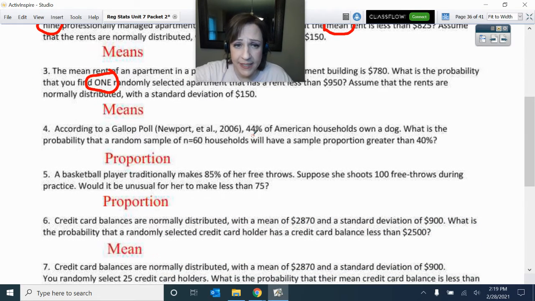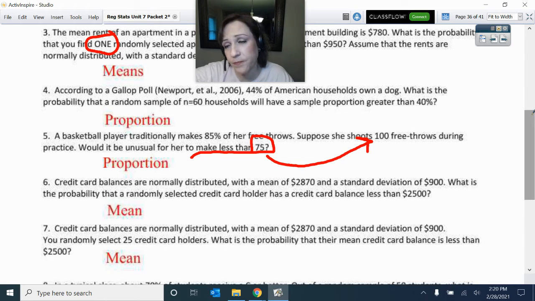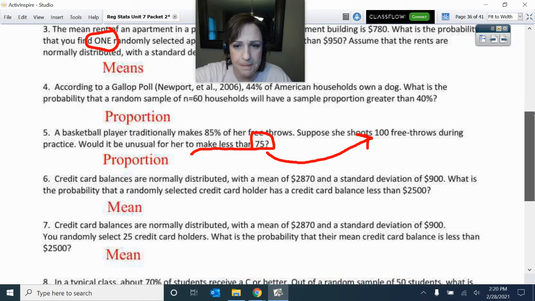Number 4, again, it's talking about percentages in here. 44% own a dog, which is the proportion greater than 40%, so that's a proportion problem. Number 5, proportion problem, because we've got these percentages in here. Now, I do notice that I'm asking about making less than 75. Well, make sure that you take that 75, divide it by 100 to turn it into the percent you're looking at, which does happen to be 75%.